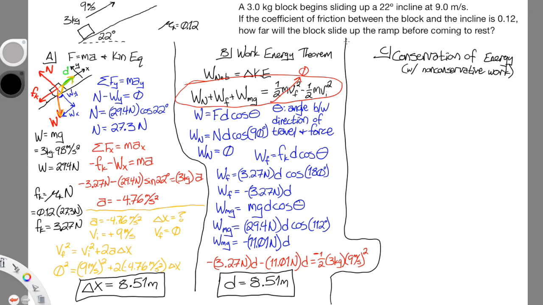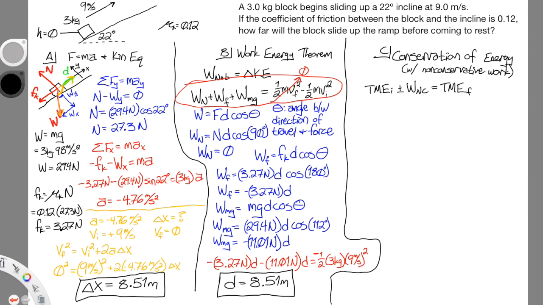So to use conservation of energy with non-conservative work, the equation we start off with is total mechanical energy initial plus or minus the work done by non-conservative forces equals the total mechanical energy final. Now, presumably it's obvious here that my initial point is when the block is traveling 9 meters per second, and my final point is when the block has stopped. But I still do need to define my h equals 0, and I'm going to put that right when the block is starting its motion, when it has that 9 meters per second in the initial case.